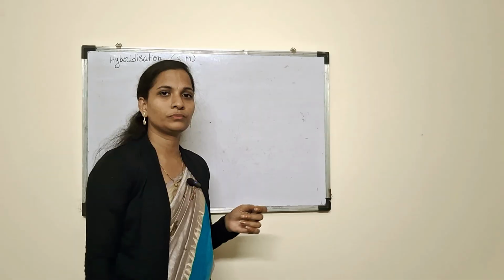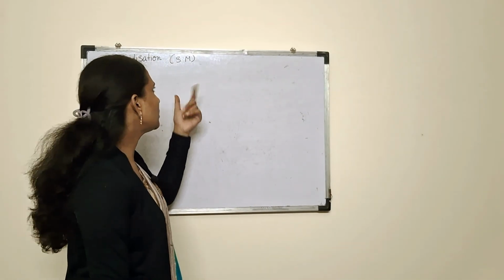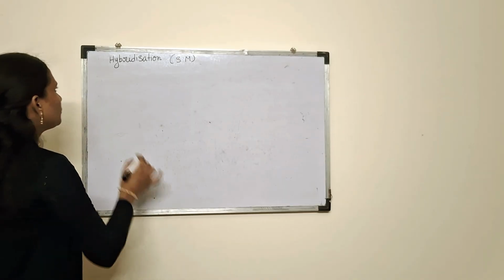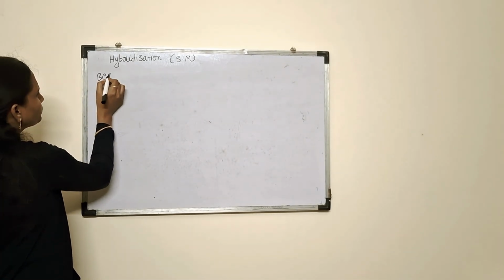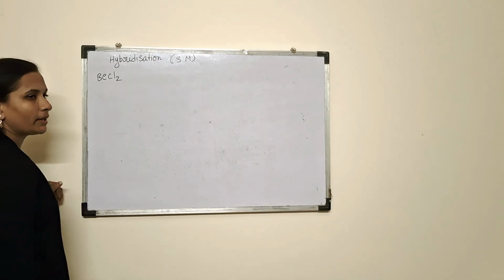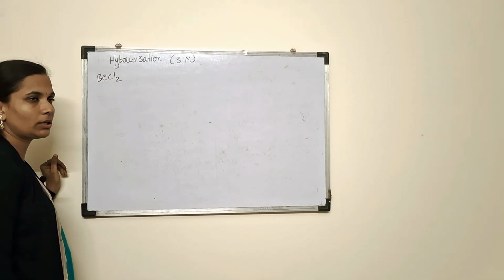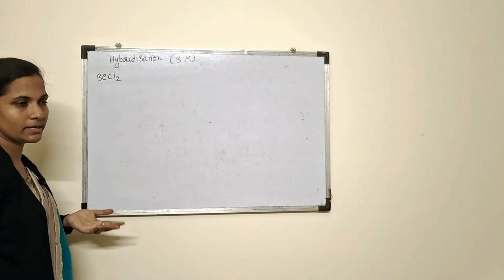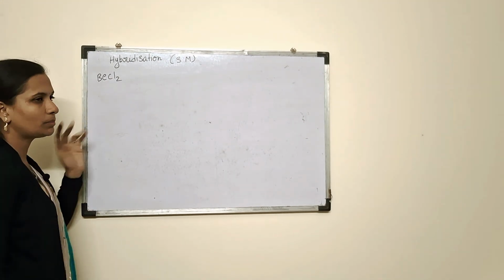Good evening, students. Today we are discussing how to calculate hybridization by the shortcut method. First of all, coming to example number 1, that is BeCl2, beryllium chloride. How do we calculate the hybridization of beryllium chloride? Is it sp, sp2, or sp3? How to calculate? Shortcut method only.